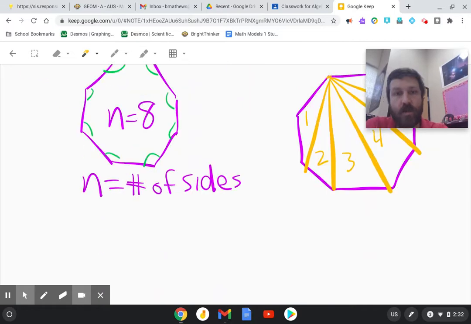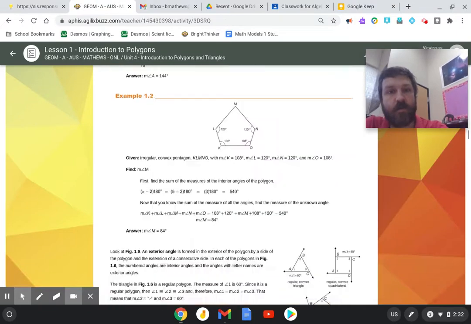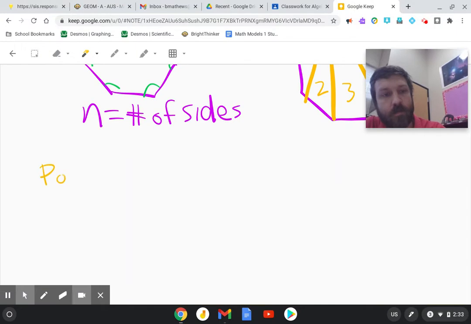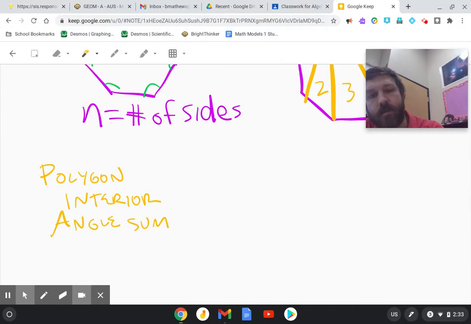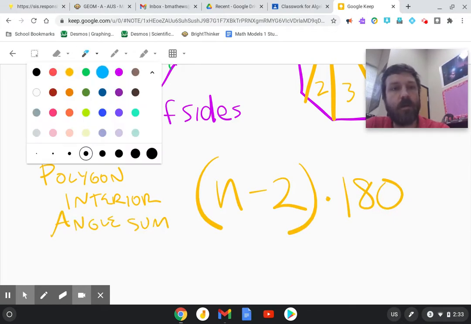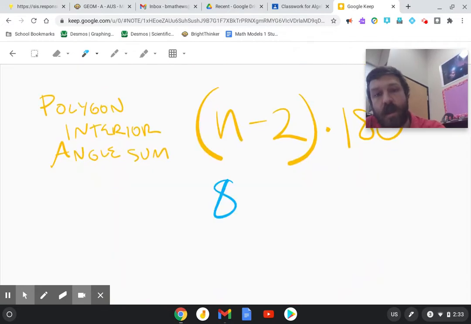From this idea, we get a formula for what we call the polygon angle sum. I'm going to scroll up here so we can see. Right here, polygon interior angle sum. I'm going to write that down, polygon interior angle sum. And the formula we get is (n minus 2) times 180 degrees. So we're going to take the n value, which we found was 8 because it's an octagon, and we're going to do 8 minus 2 times 180.